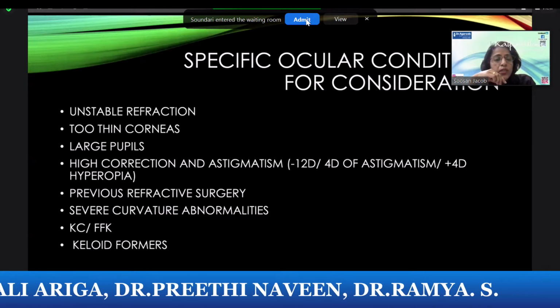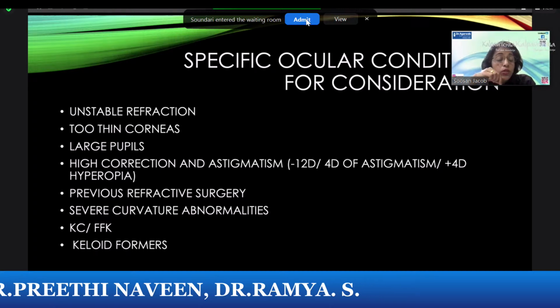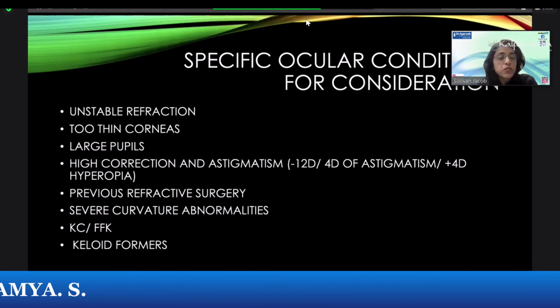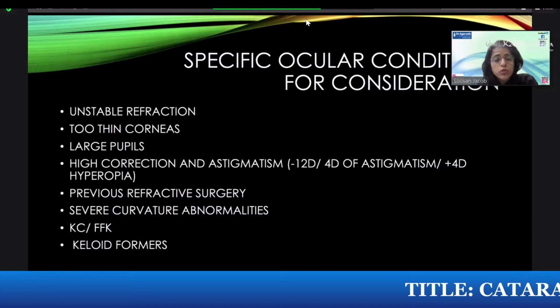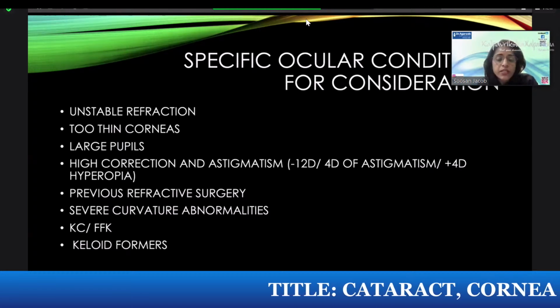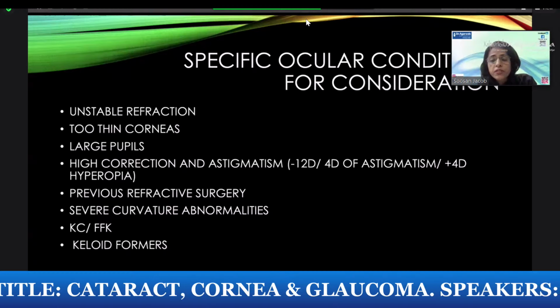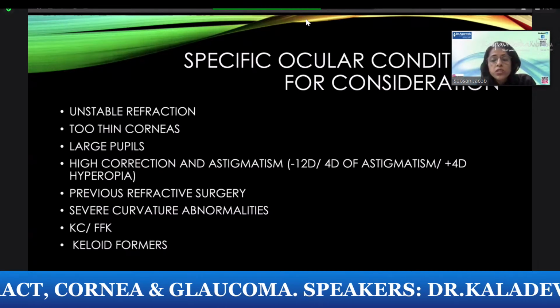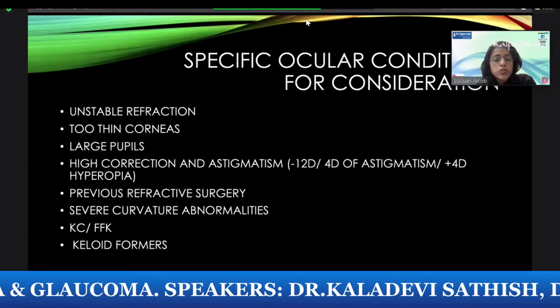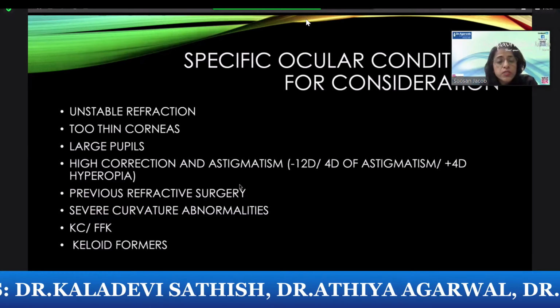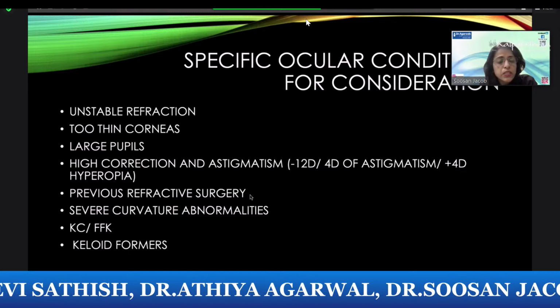You do not do refractive surgery if the cornea is too thin, because in corneal-based refractive surgery you're going to be removing some of the tissue. In those cases, you could do lens-based refractive surgery. Large pupils, high correction and astigmatism, for example more than 12 diopters, in fact even 10 diopters, you may not even think of corneal-based refractive surgery. High astigmatism more than 6 diopters, or hyperopia more than 6 diopters, your success rate starts to come down, and so you can think of other ways to manage this condition.